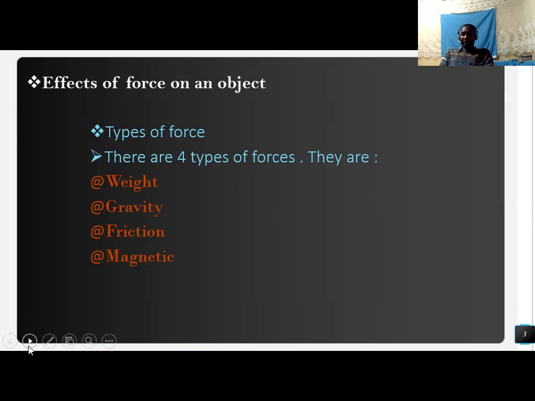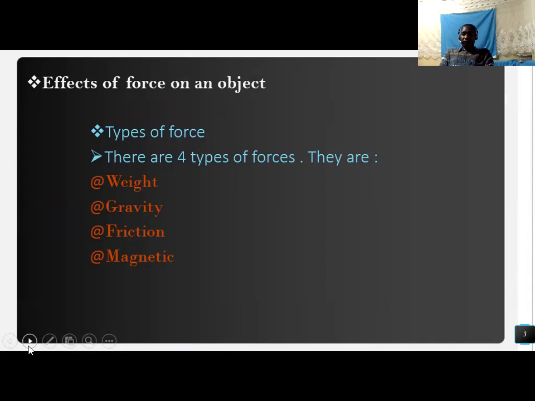Number two is gravity. Gravity is the force that pulls things towards the center of the earth. Objects fall due to gravity. If you throw a ball upwards, it will come down. Why? Because it is pulled back by the force of gravity.